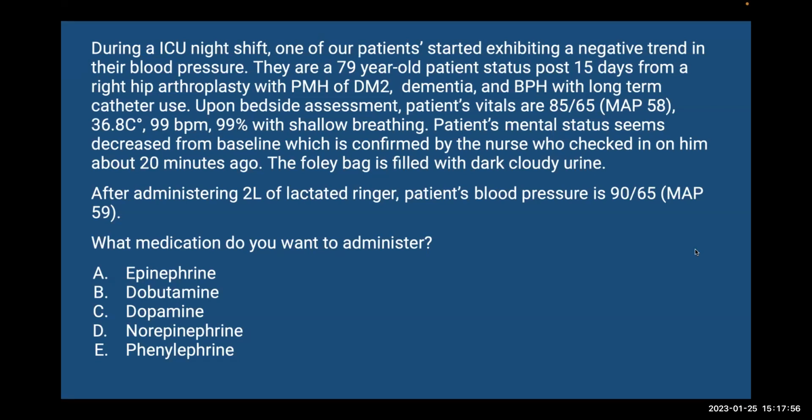And after giving 2 liters of lactated Ringer's, patient's blood pressure is 90/65 with a MAP of 59. And what med do we want to give? So what are your thoughts? Let's put it in the chat, if that's a little bit easier.